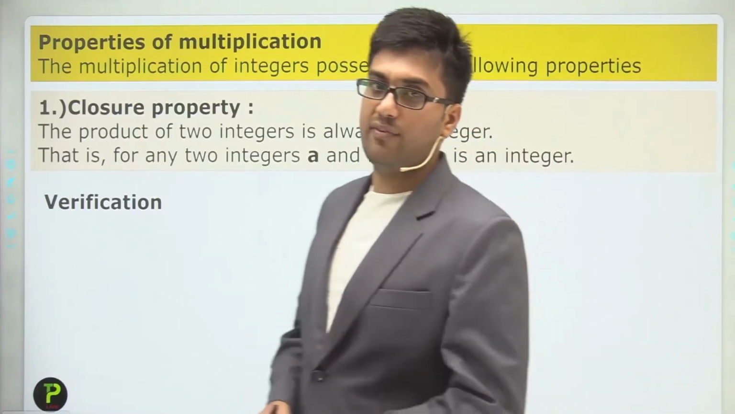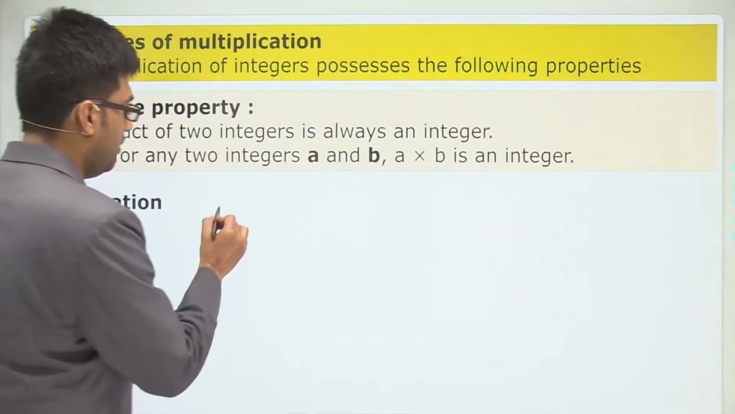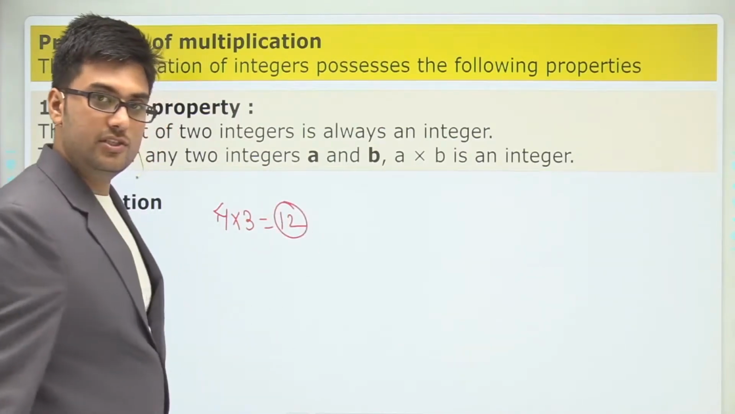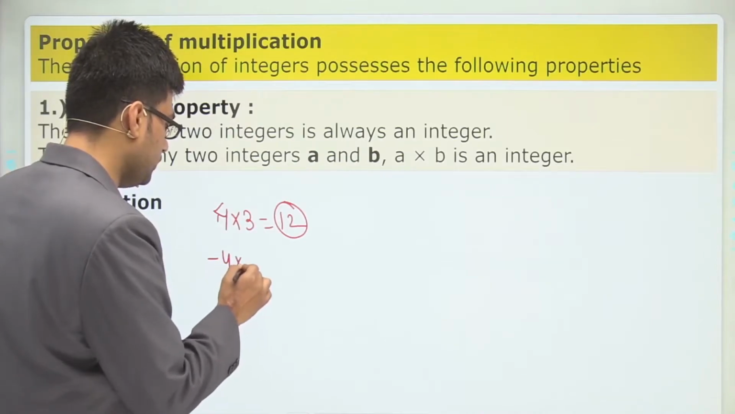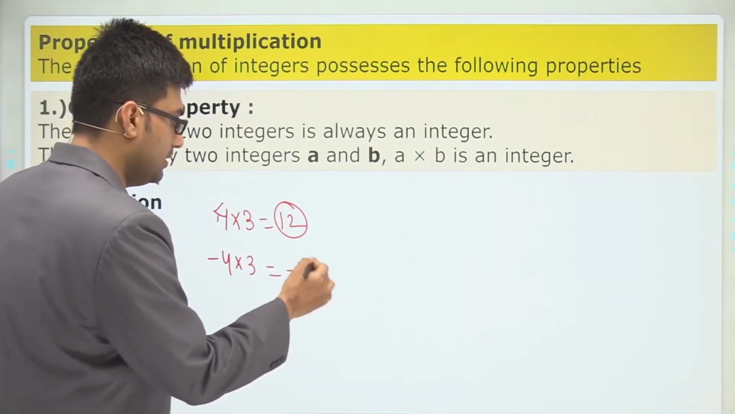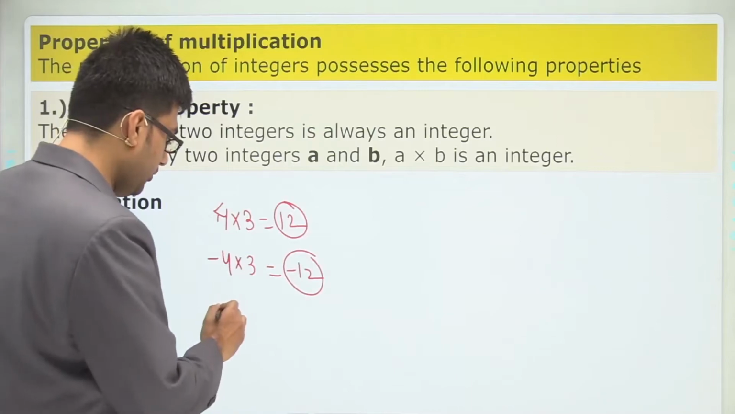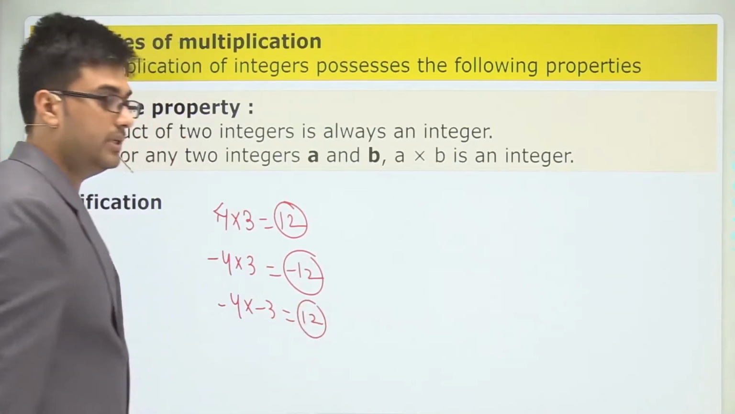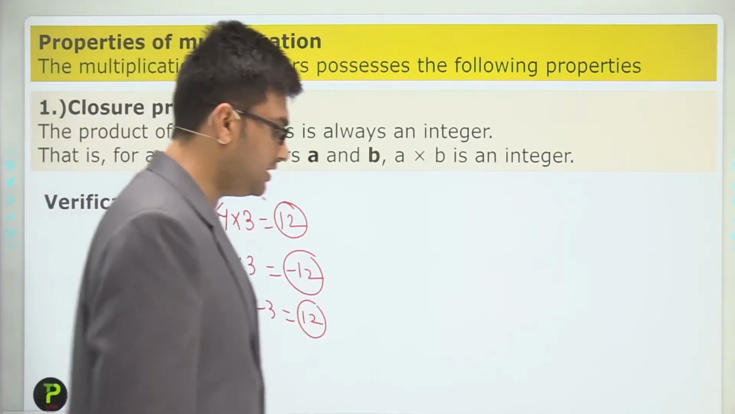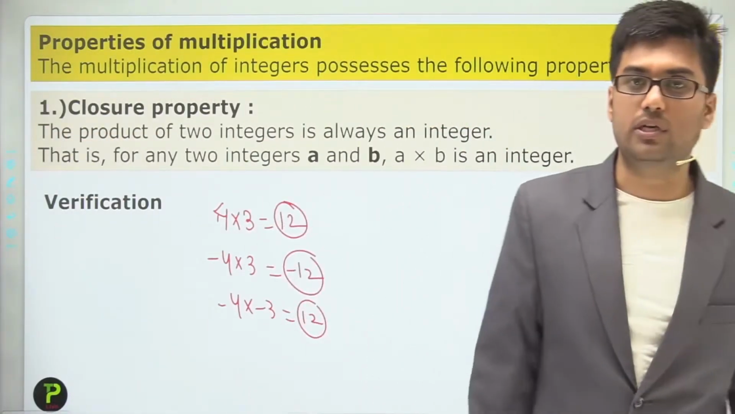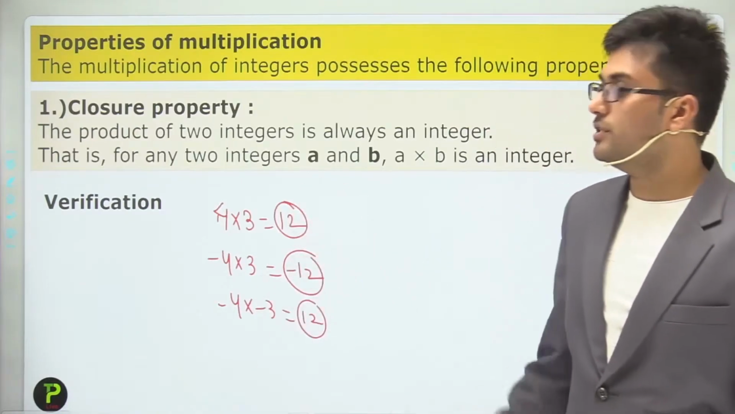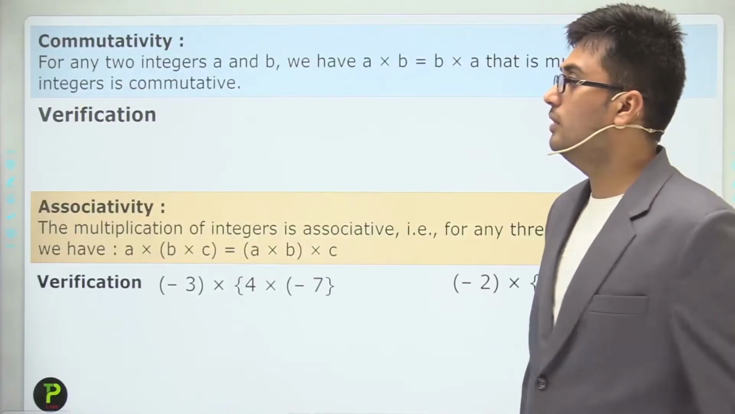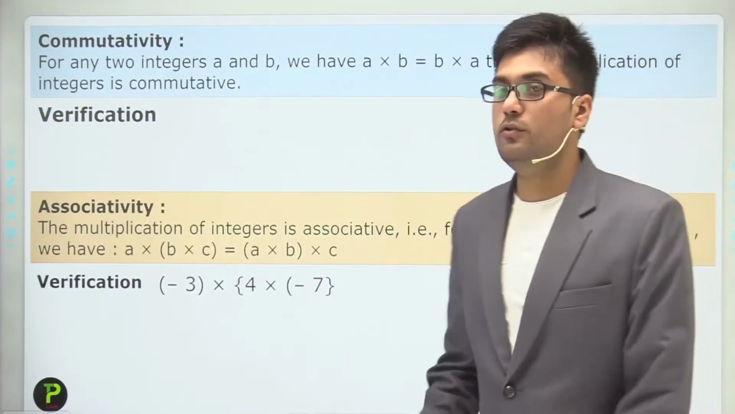So students, let's verify it with a few examples. If we multiply 4 and 3, we get 12. Here this is an integer. If we multiply minus 4 and 3, it is minus 12. This is also an integer. If we multiply minus 4 and minus 3, we get 12. This is also an integer. So students, we can say that integers are closed under multiplication. Clear? Now the next is the commutative property.